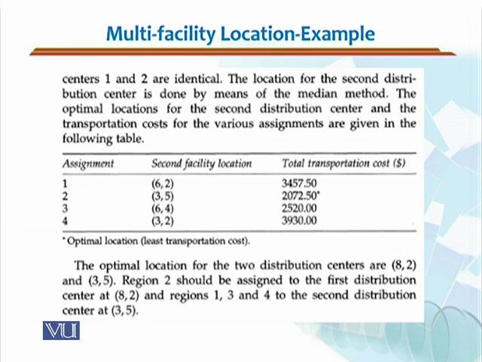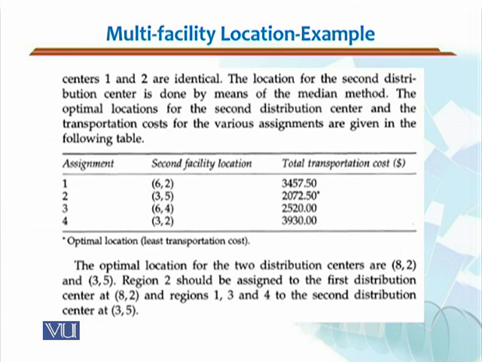The first assignment for the second facility location gives you a cost of 3457.50, whereas the least cost is for assignment 2, which means the second facility location should be located at 3, 5 with a total transportation cost of 2072.50. Similarly, you need to calculate the cost for the first facility location, which was done in the first enumeration.